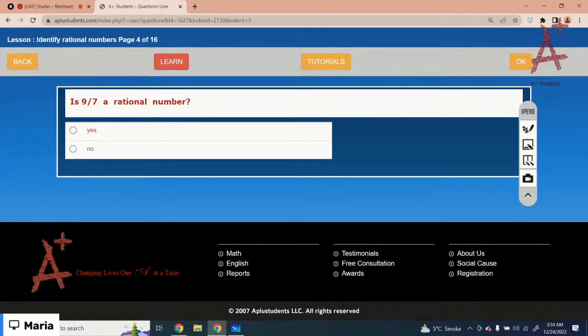Okay, the next one: is 9 by 7 a rational number? So the answer is yes, it is. Got it? Because it is written in the form of a over b. So the correct option is yes. Just select the correct option, then click on the OK button.